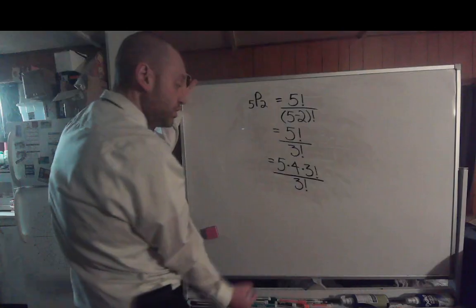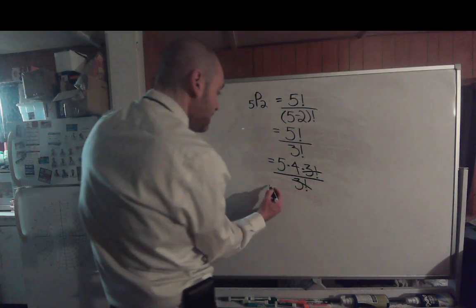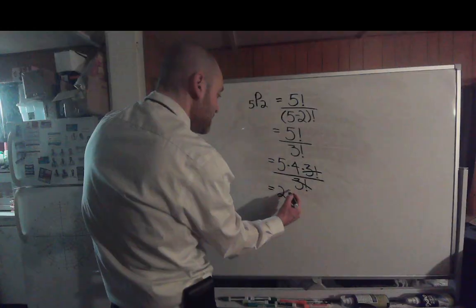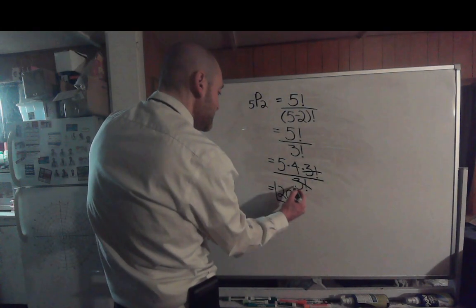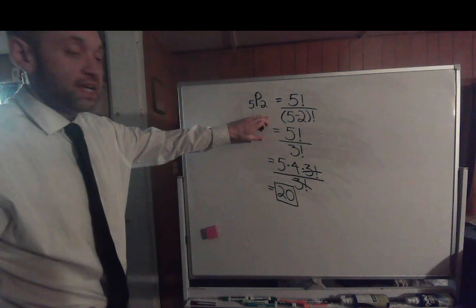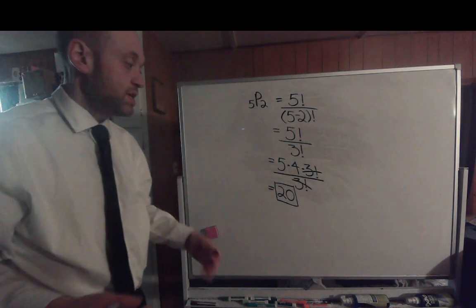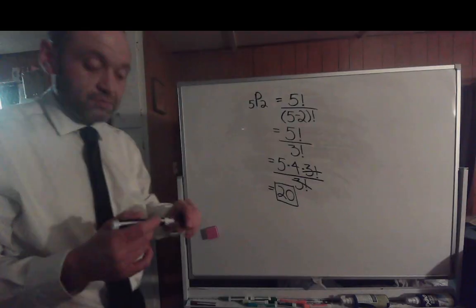And what do you know? Your 3 factorials cancel out. You just get 20. So the number of permutations for 5 things taken 2 at a time, since the order does matter, gives you 20 possibilities.